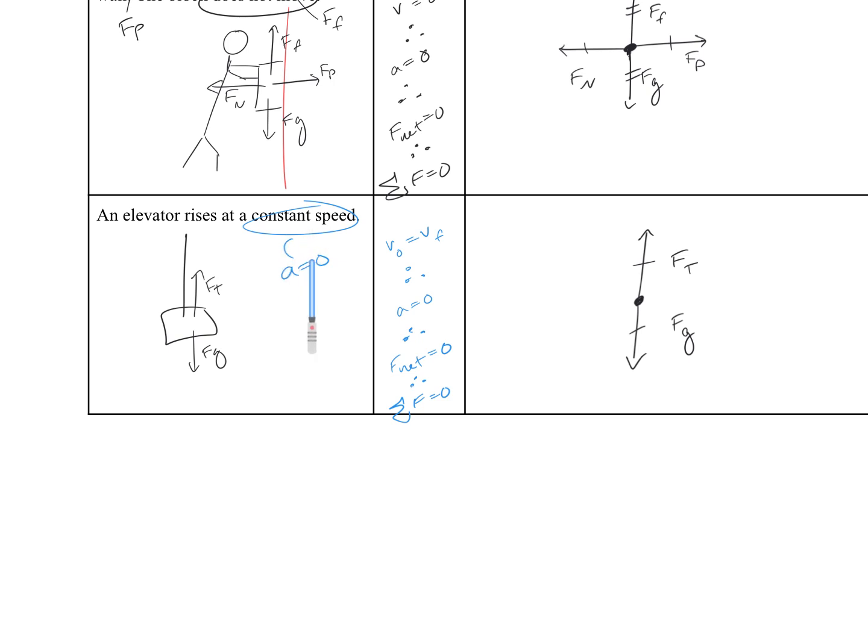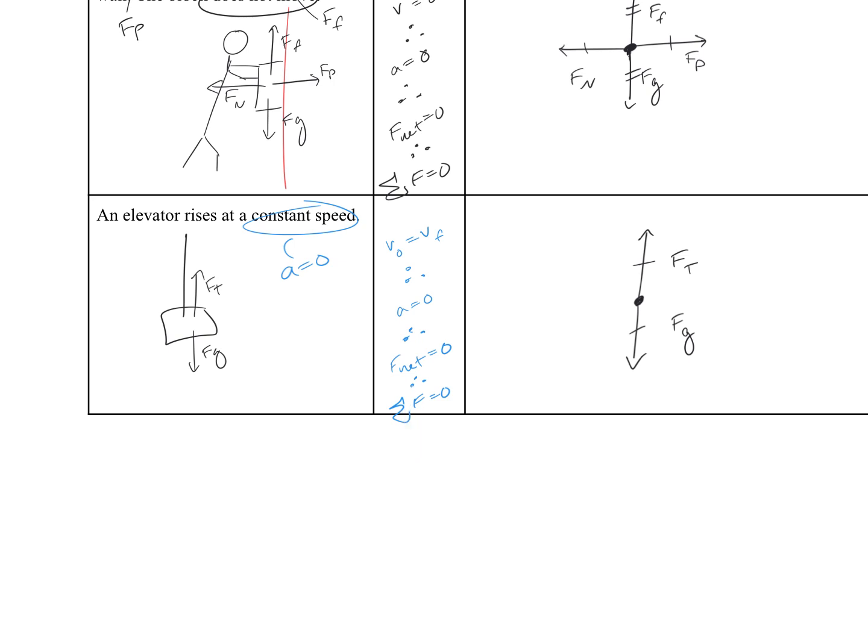This situation is sort of mind-numbing, so you have to think: what is really happening? An elevator is moving, but if it is moving up at a constant speed, that means the acceleration is 0. If the acceleration is 0, that means the net force is 0, which means that the sum of the forces has to equal 0.